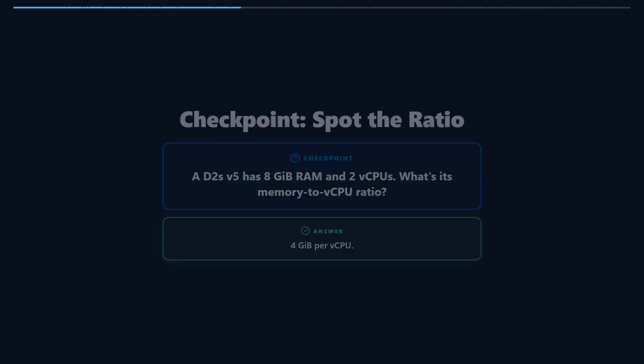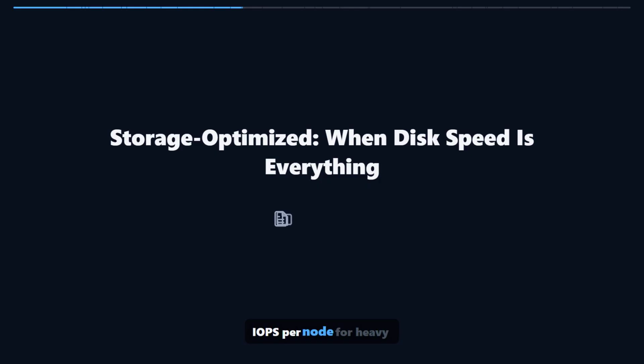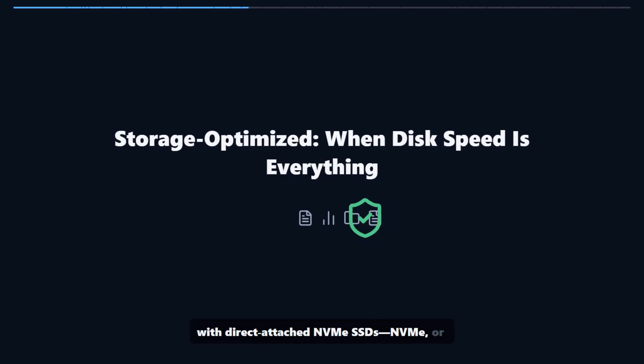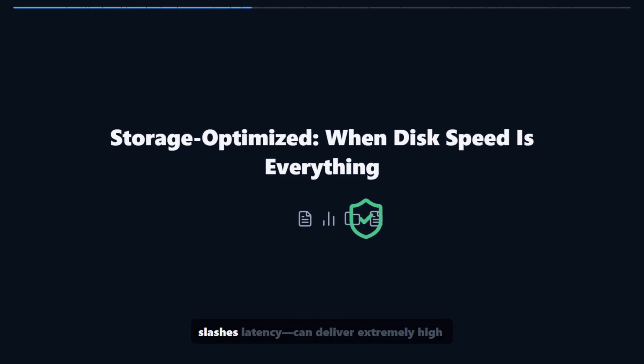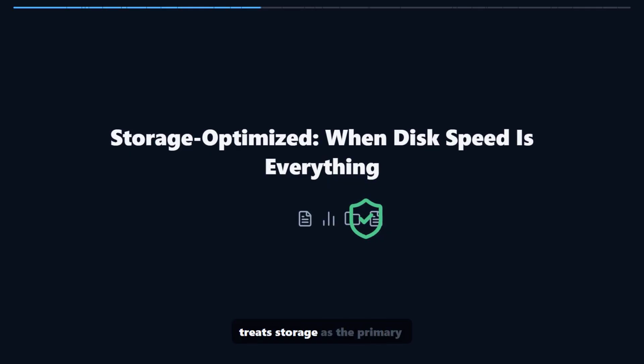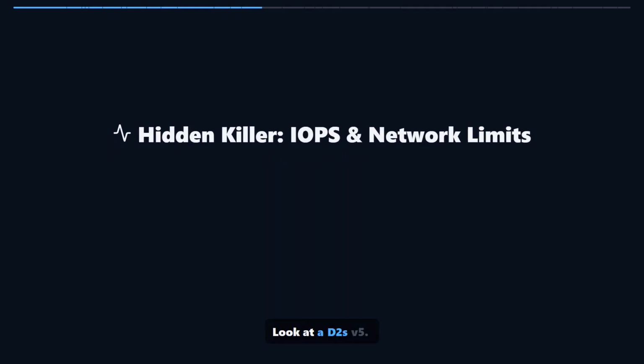A NoSQL cluster needs high IOPS per node for heavy writes, or the entire ingest pipeline stalls. No general-purpose VM gets there. The LSV2 series, with direct-attached NVMe SSDs, can deliver extremely high IOPS and throughput. NVMe, or non-volatile memory express, is a high-performance protocol for SSDs that slashes latency. For instance, an L8SV2 gives you a large NVMe drive. Check current specs for exact numbers, but know that if your app is disk-bound, this series treats storage as the primary resource.